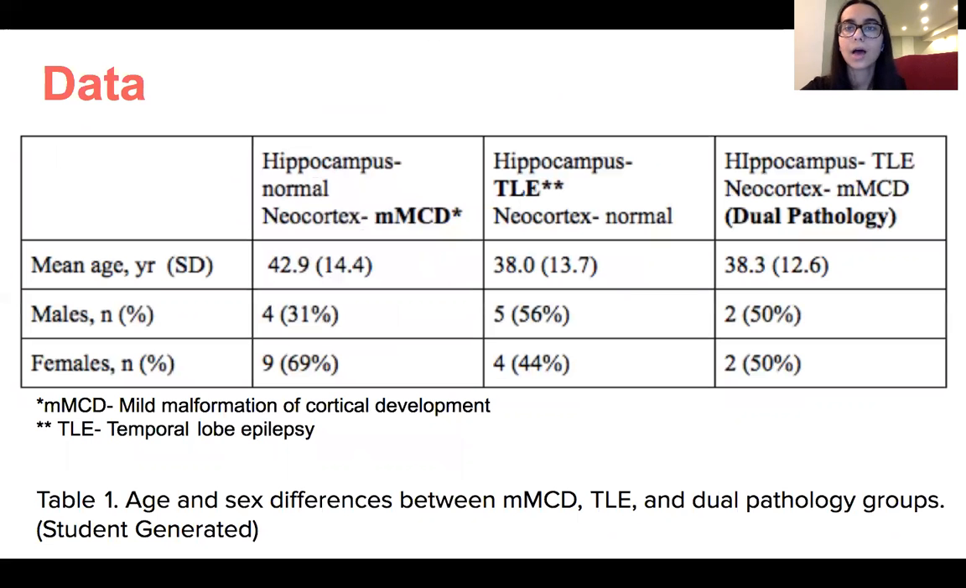Sorry about that. This data table shows the different groups divided in columns: MMCD, TLE, and dual pathology. MMCD had a mean age of 42.9 years old, with 30% of the patients being male and 69% of these patients being female. Temporal lobe epilepsy had a mean age of 38 years old, with 56% of these patients being male and 44% of them being female, with the dual pathology cases, including both TLE and MMCD.